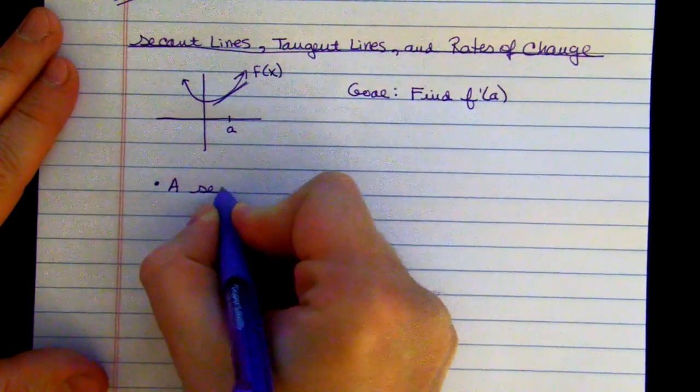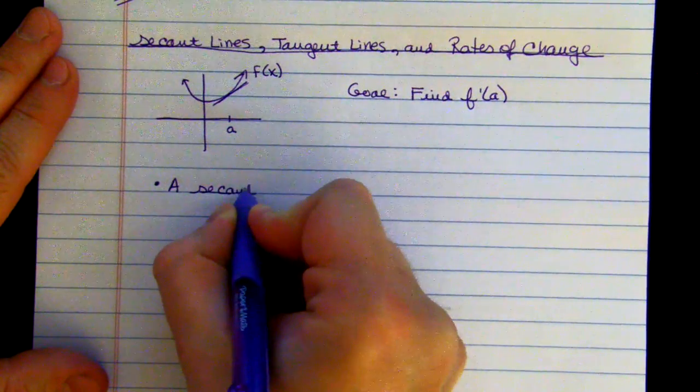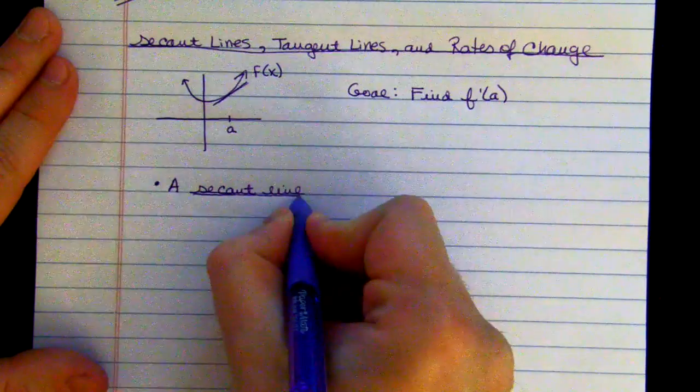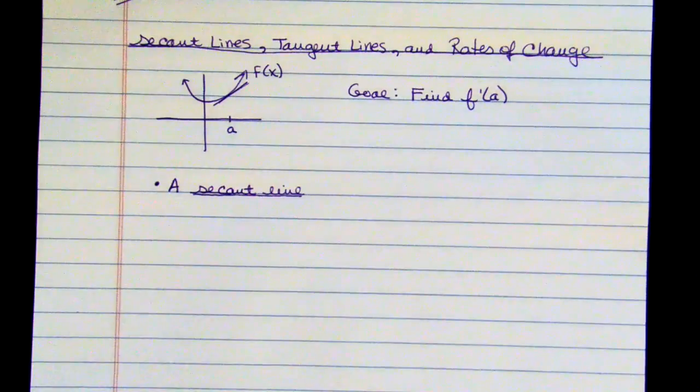A secant line, and hopefully you remember this definition from geometry. If not, well, here it is. A secant line is a line through 2 points on a function.